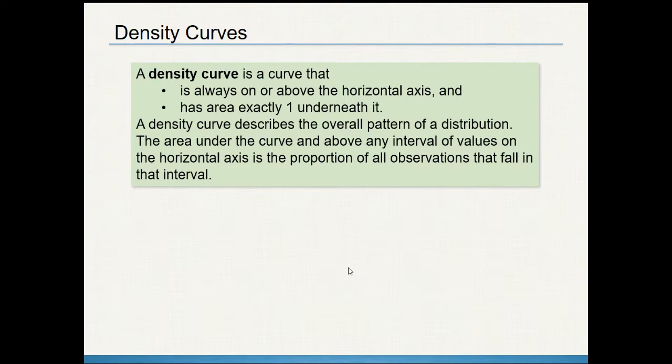Moving on. A density curve describes the overall pattern of a distribution. And the area under the curve and above any interval of values on the horizontal axis is the proportion of all observations that fall in that interval.